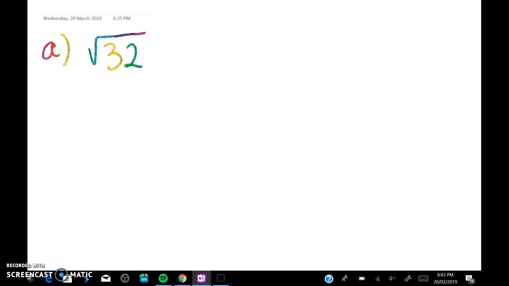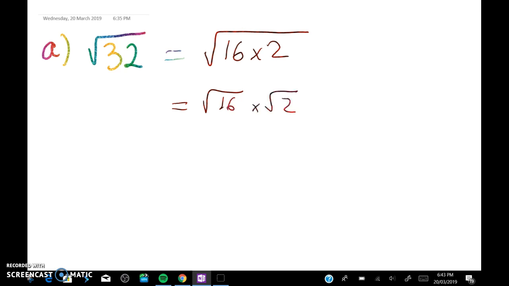Okay, so the first question is just a simplifying surds one, which is the square root of 32. I'm going to do this one quite slowly so that you get the idea with surds again. So when I'm working with surds, I'm always on the hunt for perfect squares. So I can think of root 32 as 16 times 2. And then I can think of that as the square root of 16 times the square root of 2, which gives me 4 root 2.